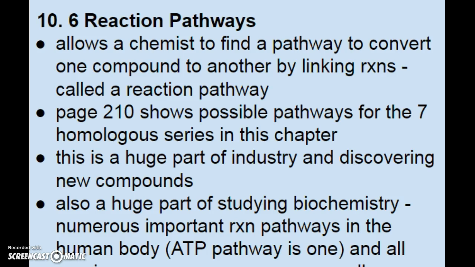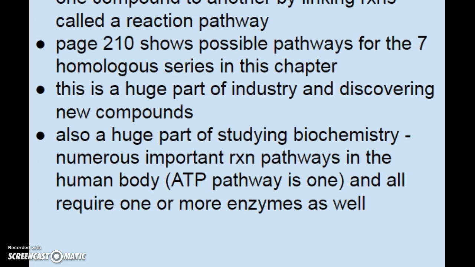That's a pathway. So page 10 shows possible pathways for the 7 different organic families that we've looked at in this chapter. Just to remind you, we've looked at alkanes and alkenes, and then from alkanes you can get halogenoalkanes and dihalogenoalkanes. We've also looked at alcohols, aldehydes, carboxylic acids, and ketones. So lots of different things we've looked at in this chapter. And just to finish up then, a huge part of industry is finding ways to convert what we have a lot of to the things we need. So this goes on all the time in organic chemistry.